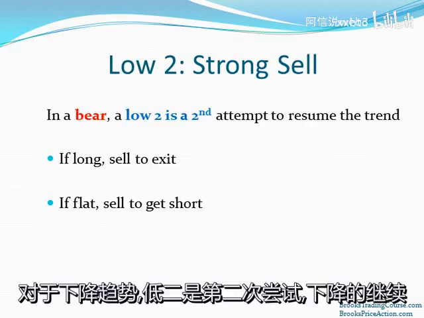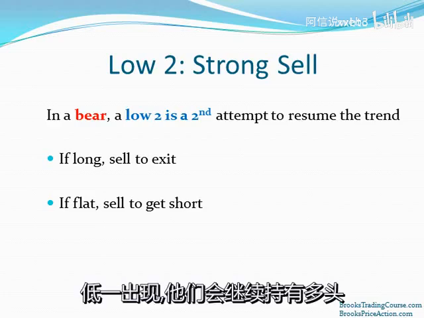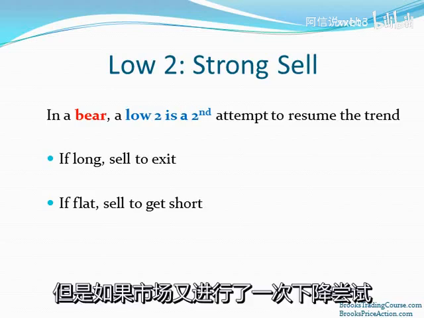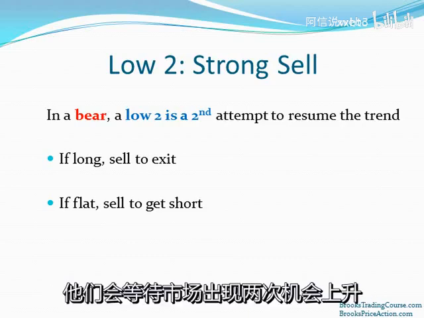In a bear trend, a low 2 is a second attempt to resume the bear trend. If a trader is long, if the person's bottom picking and they're long and the market goes up and then triggers a low 1, they might hold long. If it goes up again a second time and turns down a second time, triggering a low 2, most of those early bulls will exit.